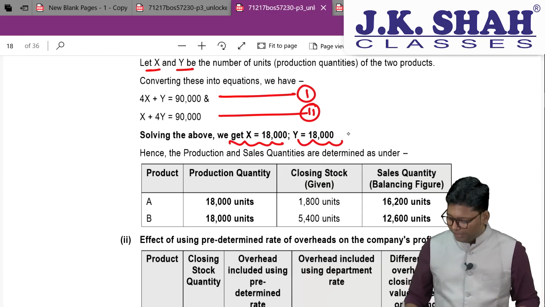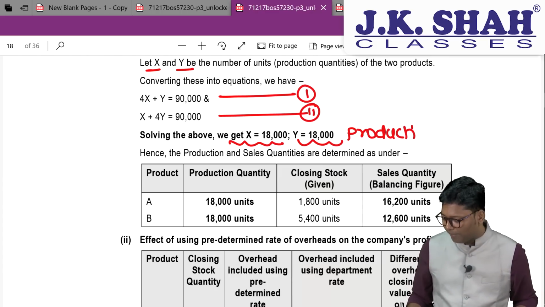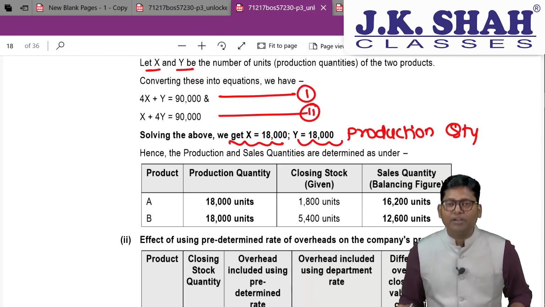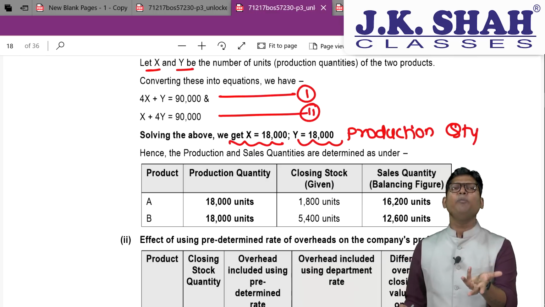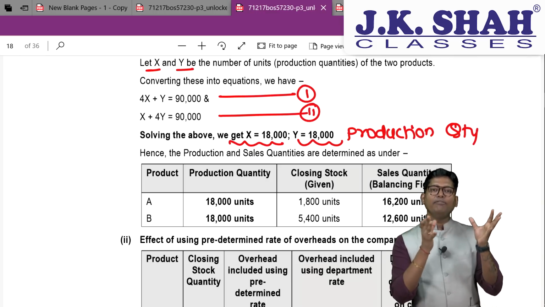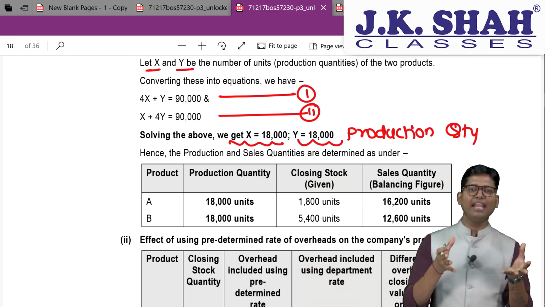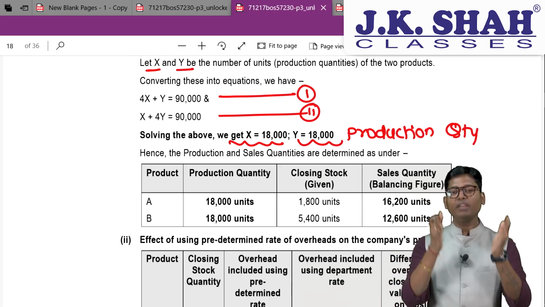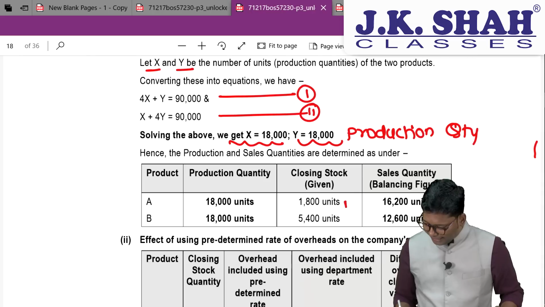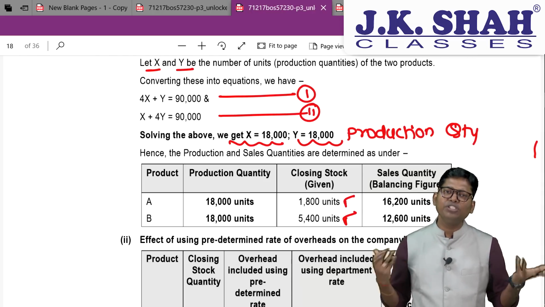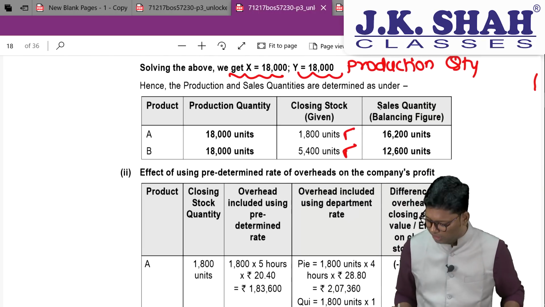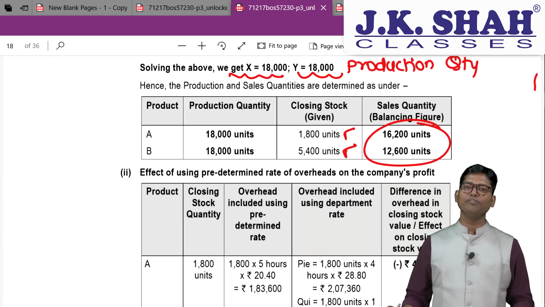The 18,000 you have computed is nothing but the production quantity. Correct? Now, whatever production quantity is calculated, there is no opening stock because it is the first year of the company, right? Opening stock is not there. 18,000 units of X and 18,000 units of Y are calculated, meaning 18,000 units of product A and 18,000 units of product B are produced by the company, and out of these quantities 1,800 and 5,400 units are closing stock. That means they are unsold quantities given in the question. When you remove this stock from your production, you get a balancing figure, and that balancing figure is the sales quantity.